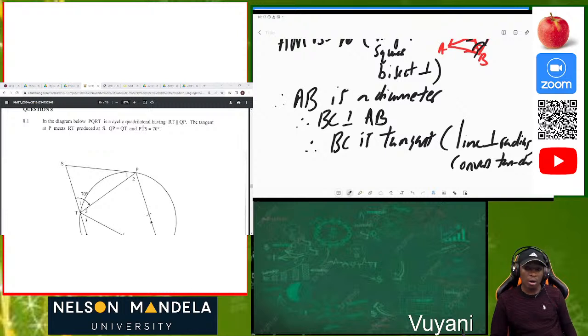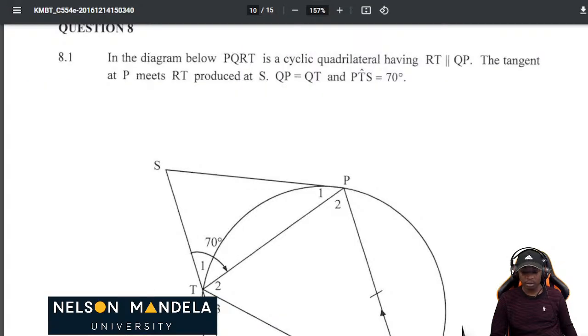PQRT, let me maximize the screen. In the diagram below, PQRT is a cyclic quadrilateral. What do we know about a cyclic quadrilateral? The opposite angles of a cyclic quad are supplementary, which means they add up to 180 degrees.